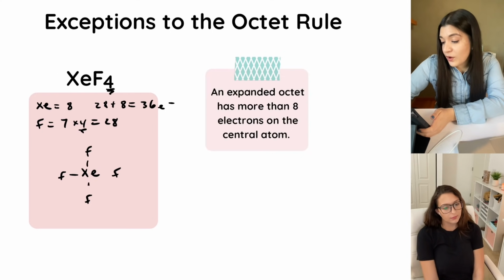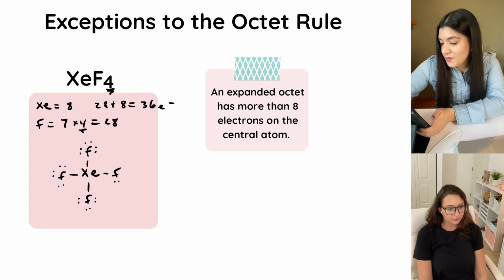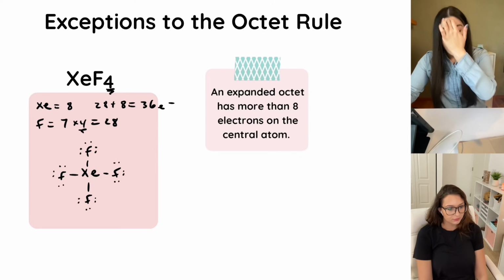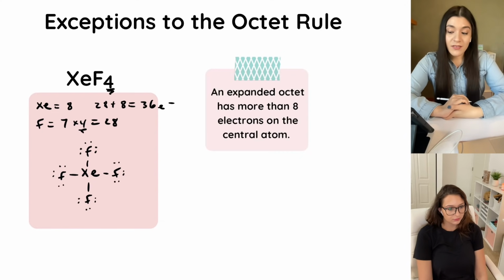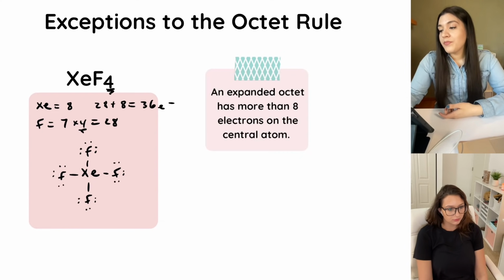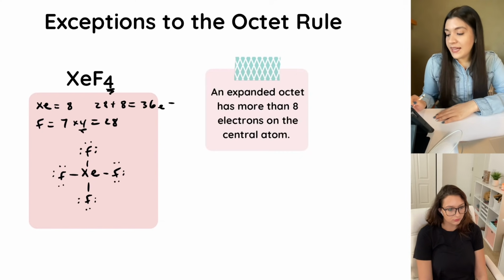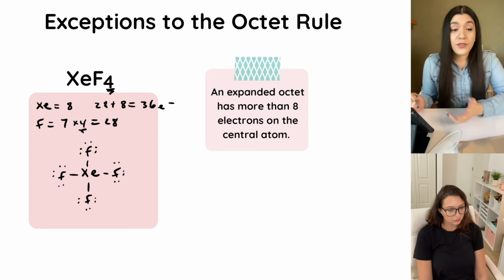I'll put our single bonds. And then, of course, any sort of halogen is going to have 3 lone pairs, so I'm putting them all. Perfect. And then we're going to count and see, does this have 36 electrons? So this has 8, right? 2, 4, 6, 8. That's 8 times 4 of them, so 8 times 4 gives us 32.